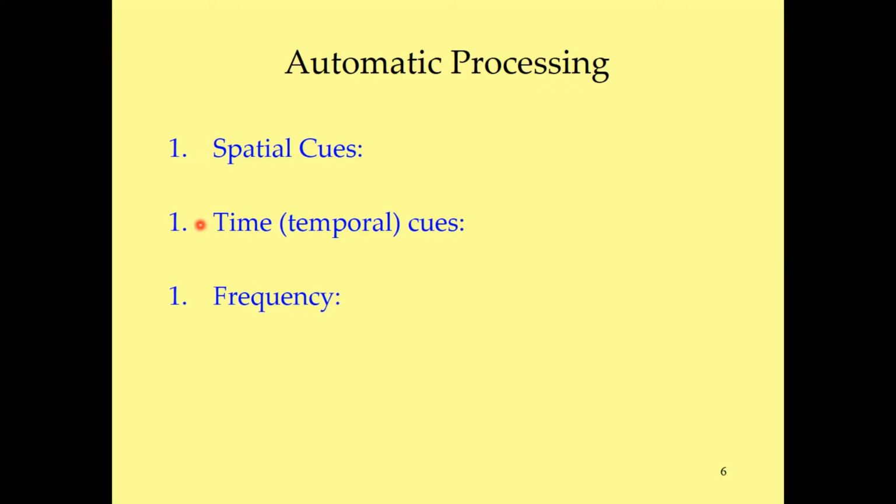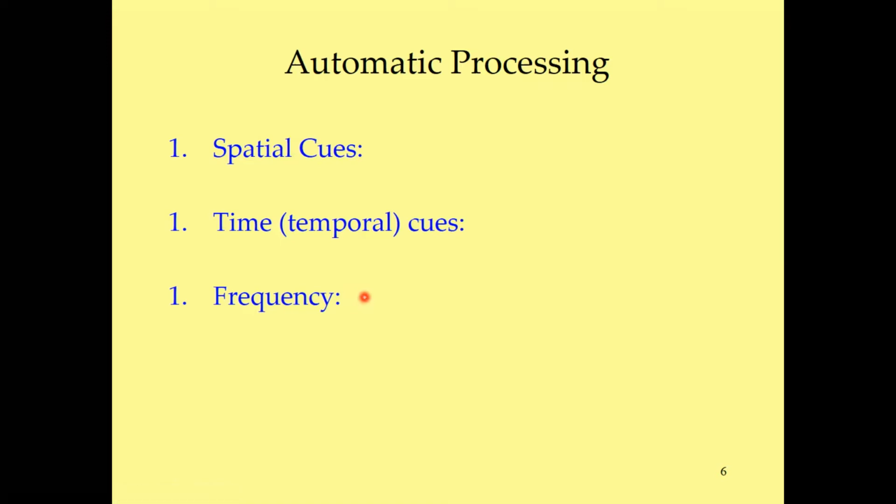We also often automatically process time or temporal cues. When did something happen? Well, when did he call? Oh yeah, he called in the afternoon. And once again, you didn't sit down and say, now I've got to memorize that he called in the afternoon. Without any effort, automatically you encoded that information and stored it. The frequency at which something happened, how often it happened as well, we often automatically process. So how many times did he call?